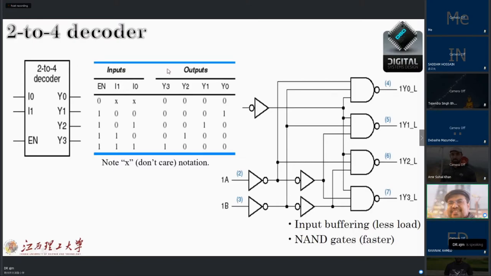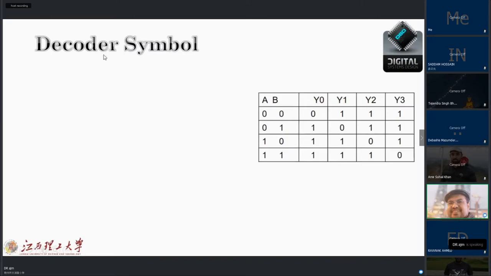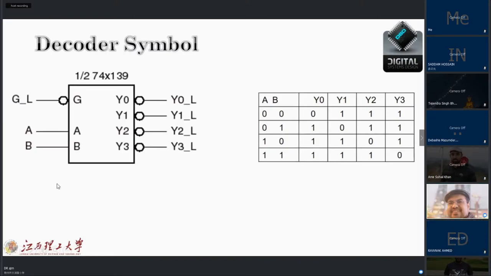Anyway, as I said, the decoder symbol, with the enable gate, is shown like this: A and B as the inputs, and this is the output. But what is this bubble here? It shows whether your decoder is active high or active low.